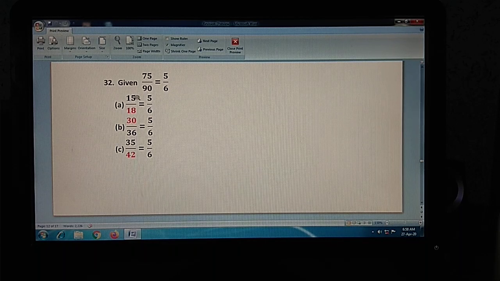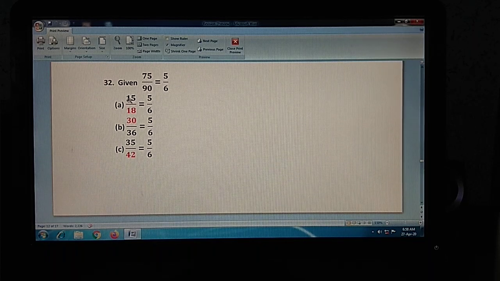Next, moving on, question number 32, we are given this 75 by 90. We have reduced it to simple form. I have divided this with 15. So 75, it goes by 15, 5 times, and 90, 15, 6 times. So I have reduced it to the simple form, 5 by 6.